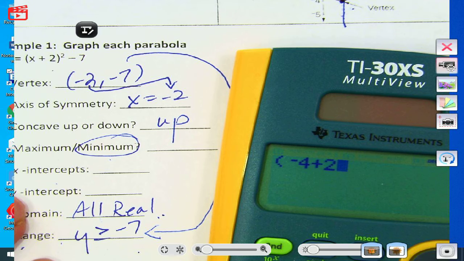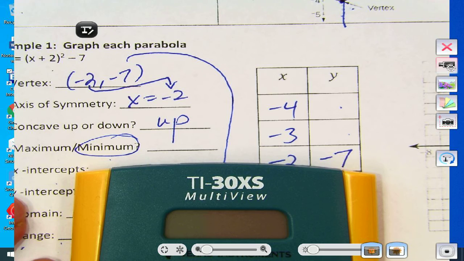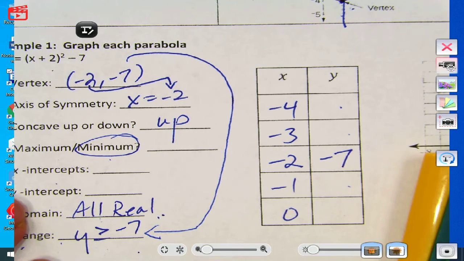Make sure you give me x equals negative 2. Just writing negative 2 is not adequate because the axis of symmetry is a line. If you just give me negative 2, that's not a line. X equals negative 2 is a line. We're talking about this line.